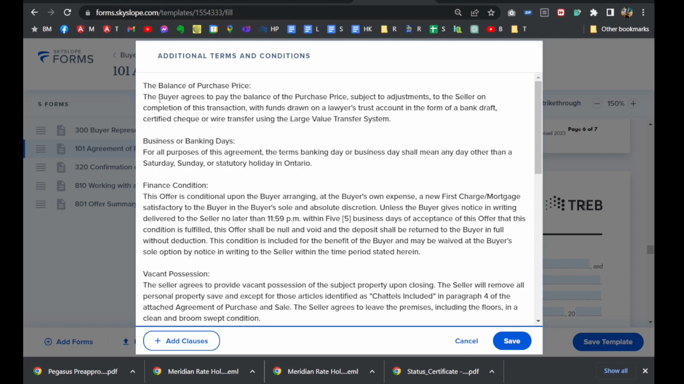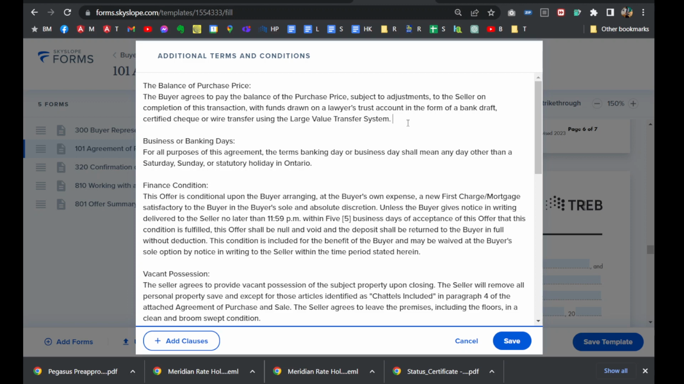So the completion is the closing date that you choose, with funds drawn on a lawyer's trust account in the form of a bank draft, certified check, or wire transfer. So those are some of the major ways to transfer large values of money. For you as a buyer, you don't really have to worry too much about the details of that. Basically, you just need to make sure the money's in your checking account on closing date, and you just talk to your lawyer, and they'll help you with this and the adjustments and everything.